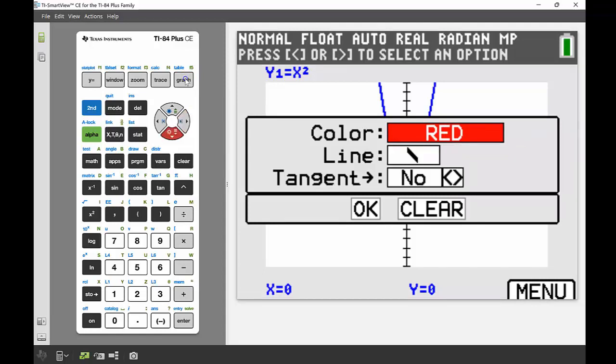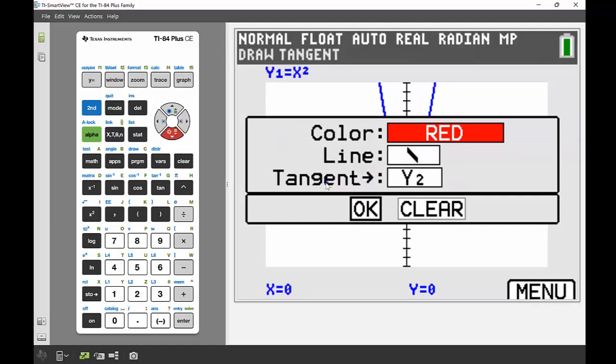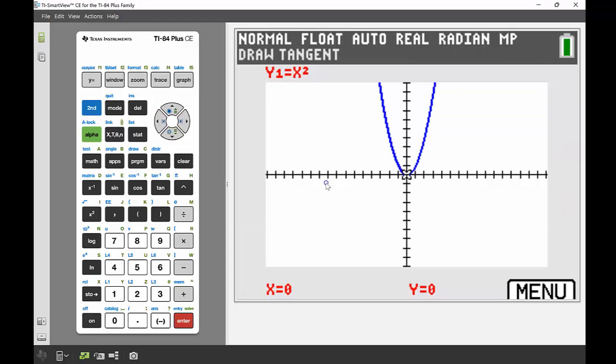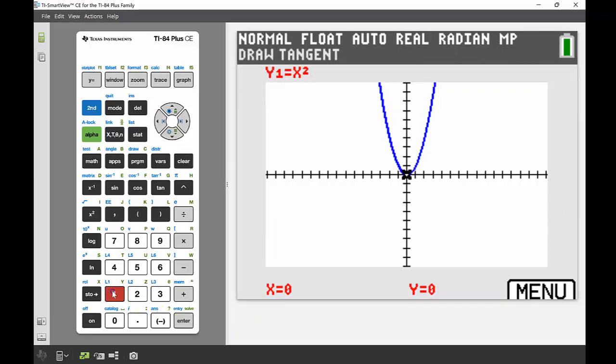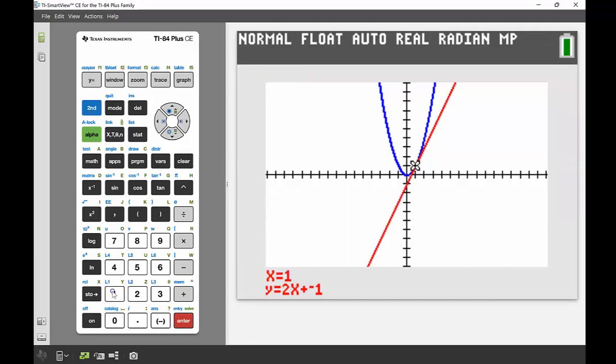And I want to store that tangent into my y2, and that's going to let me look at it a bit later on. So I'm going to press OK there, and I'm drawing it at x equals 1. So if I just type in the number 1 and press enter, that will draw that tangent there. I can see there it's got the equation 2x plus -1.